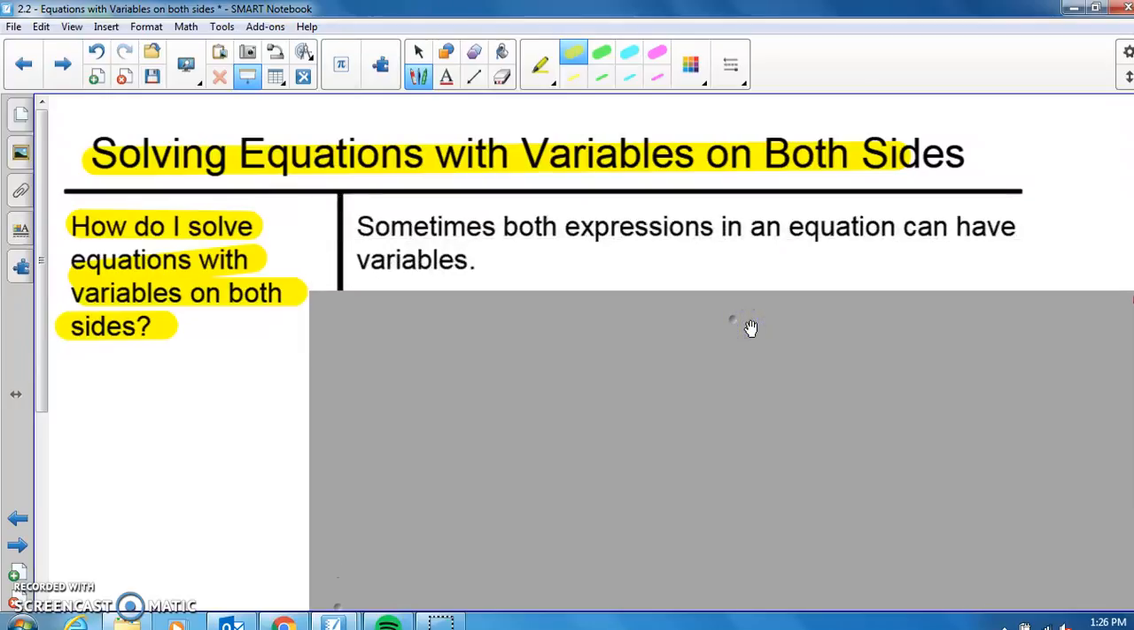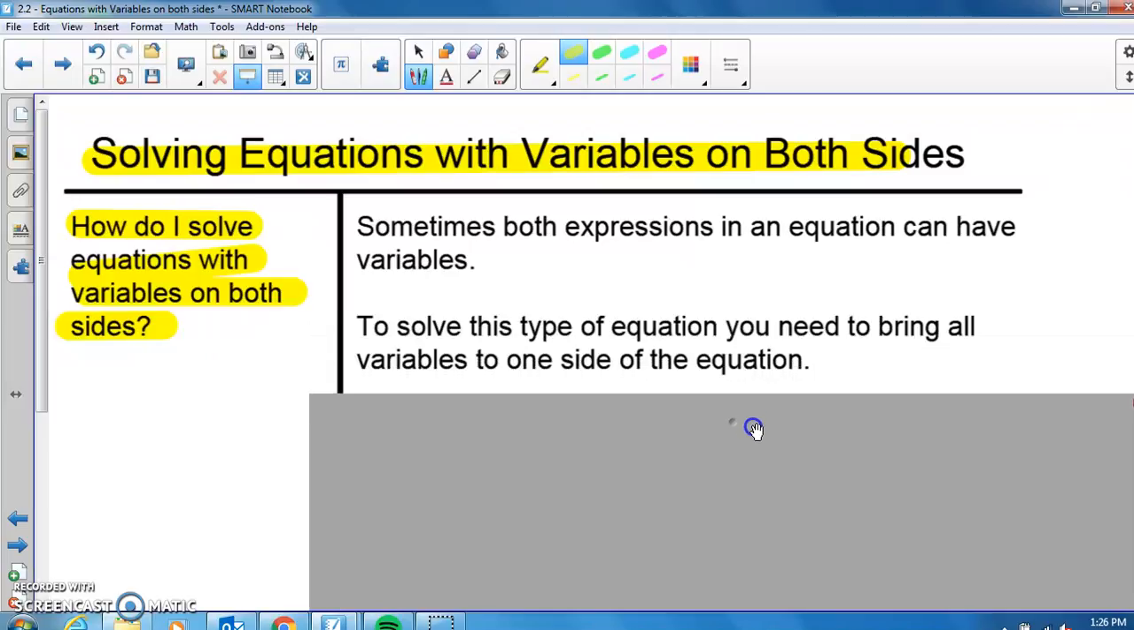So sometimes you have expressions, sometimes you have equations, and sometimes both expressions in an equation can have variables. What that means is you're going to have an expression on the left side of the equal sign, and you're going to have an expression on the right side of the equal sign. And those two things put together with an equal sign form your equation. So to solve this type of equation, you need to bring all variables to one side of the equation. So I'm going to start highlighting here. When you have an equation with variables on both sides, that means you have an x on the left side of the equal sign, and you also have an x on the right side of the equal sign. And sometimes you may have more than one x on both sides.